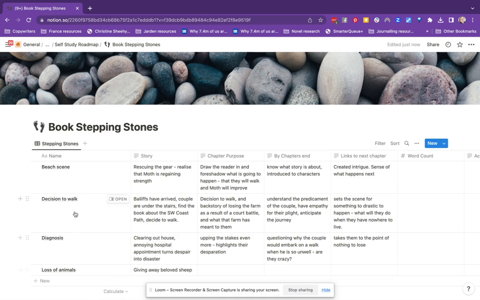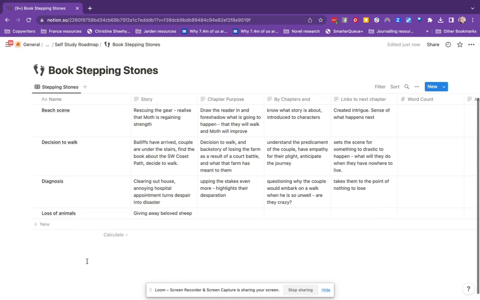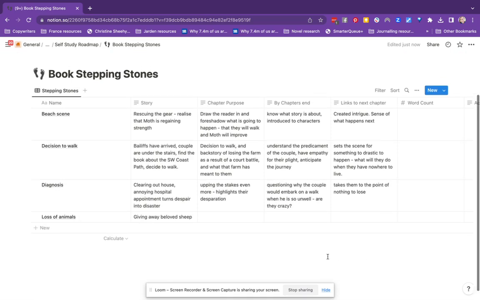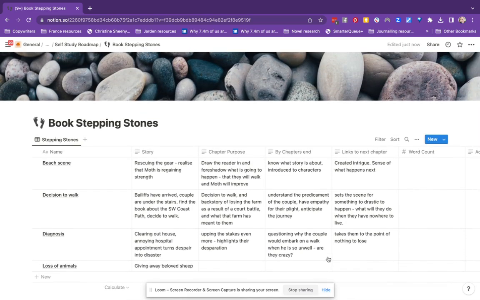Some of these things might end up being in the same chapter. They're just moments that you know you need to include. And so we're just trying to get the order and the flow of the story and what the important markers are along the way. So fill out as much of that as you can, and you can keep coming back to it.